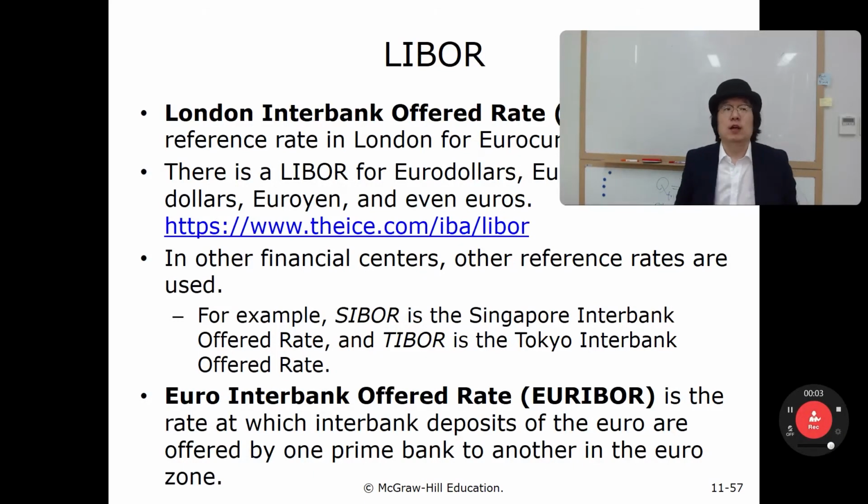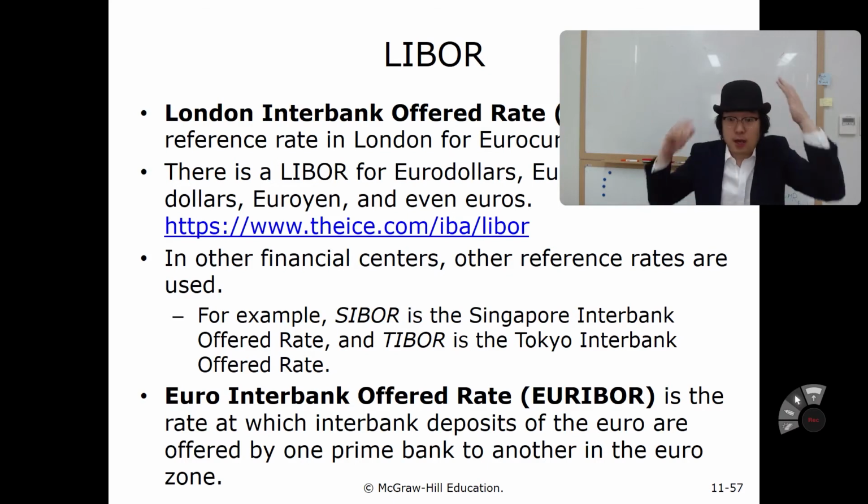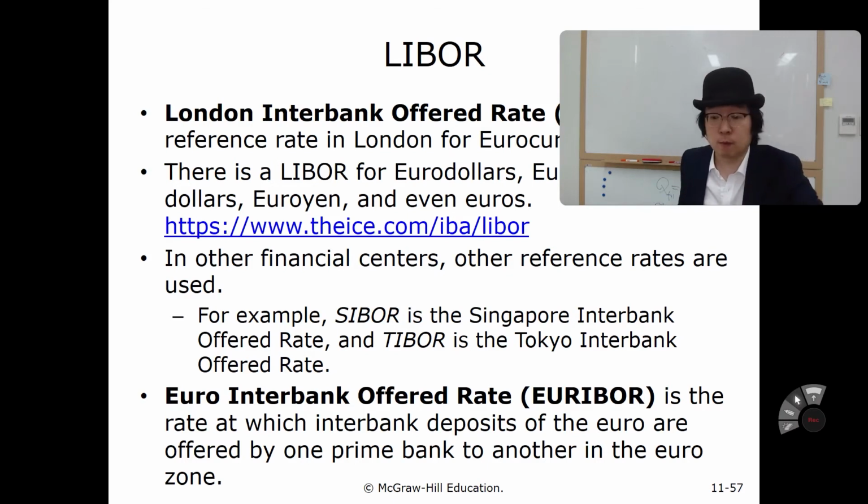This week, we're going to finish chapter 11 and move on to chapter 12, the international banking chapter. This time we're going to talk about something called the LIBOR, which stands for London Interbank Offer Rate. What is this about? This is the short-term borrowing rate among the major banks in London.